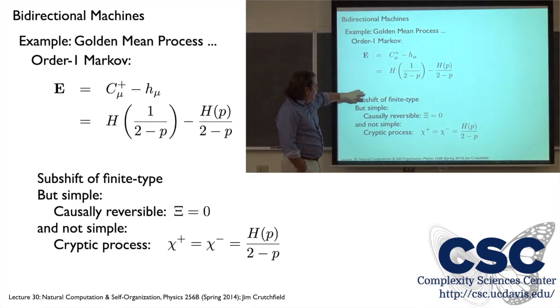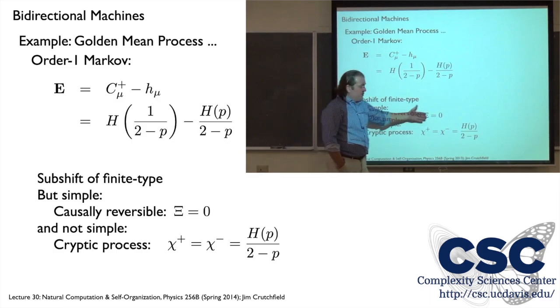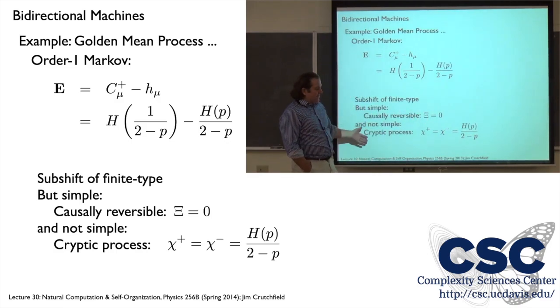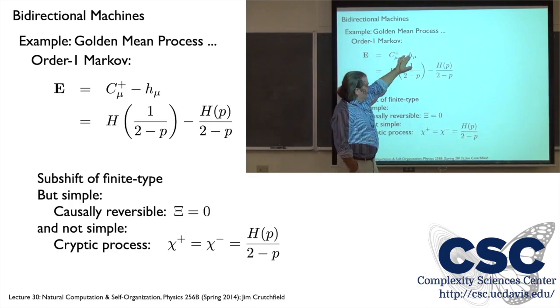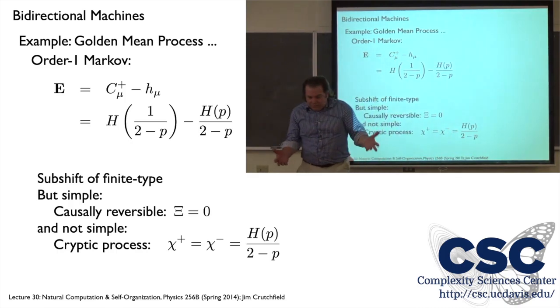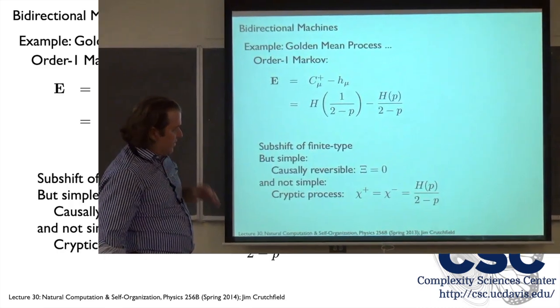But anyway, it's a subshift of finite type, namely there's just one irreducible forbidden word, no zeros. It's simple, it's reversible like the even process was, but it's also not simple because it's cryptic. There is this difference between C mu and E. In this case, it happens to be the entropy rate, strangely enough, but that just is a coincidence at this point.